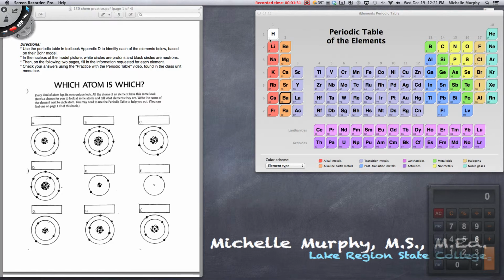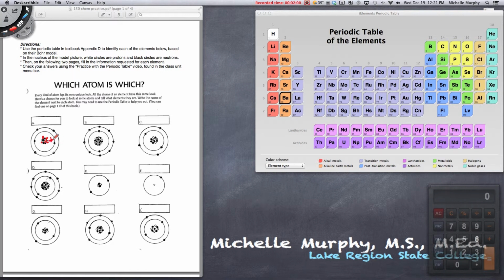So hydrogen always has an atomic number of 1. That means it has 1 proton. Helium 2, and so on and so forth. So when we look at this atomic number, that tells us the number of protons. So if we look at the first one on our worksheet here, letter A, we look at the open circles: 1, 2, 3, 4, 5, 6 protons.